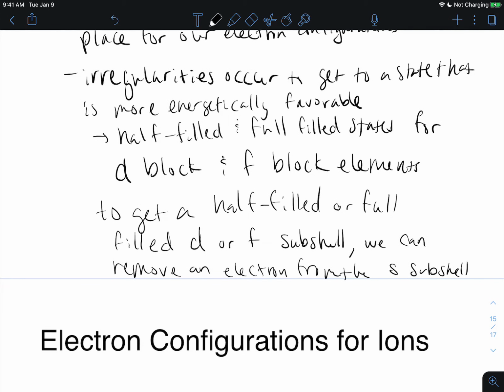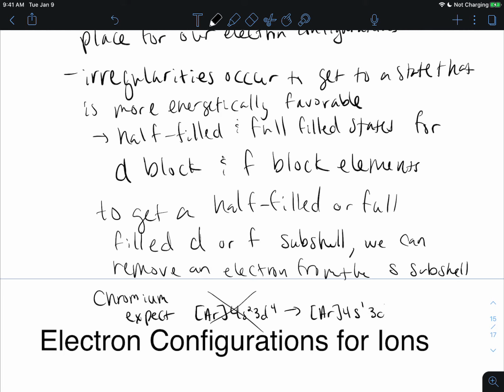So we're going to see this with things like chromium, molybdenum, copper, and silver, where they are not quite at that half-filled or full-filled state, but by promoting one electron into that D shell, we get to that. So for instance, chromium, we would expect Ar 4s2 3d4, but that is not correct. Instead, in order to get to that half-filled state, we get Ar 4s1 3d5.